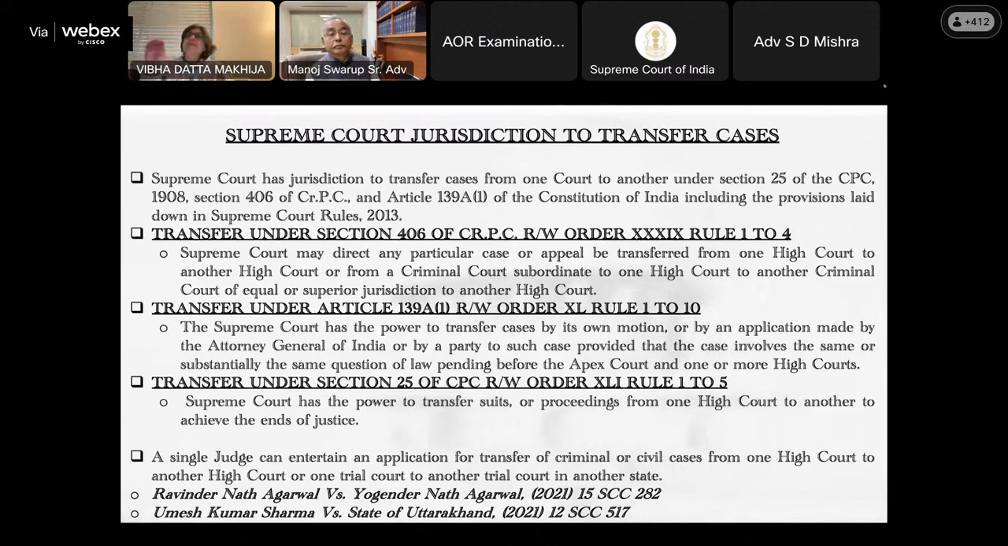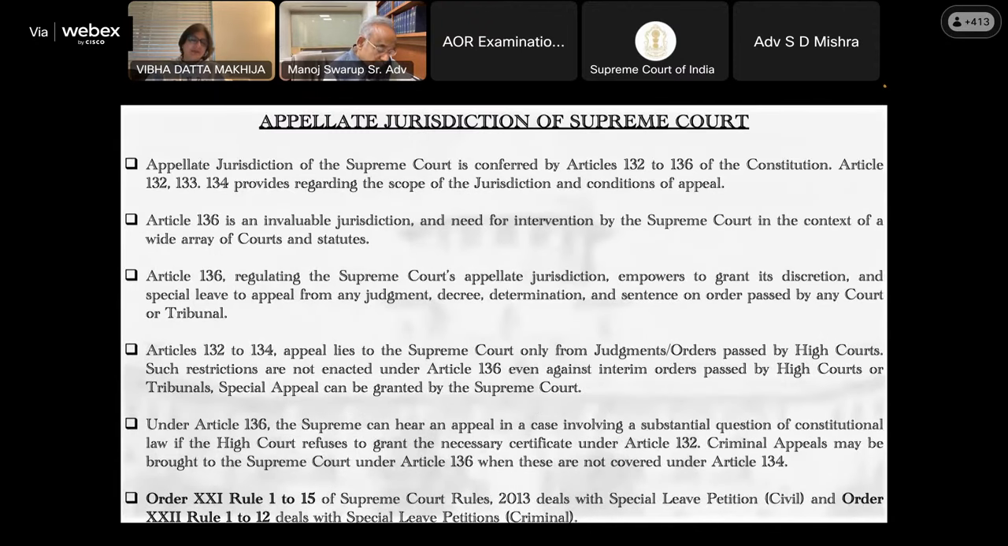The underlying principle being that if there is a question of law which needs to be decided, and that question of law has been raised across various jurisdictions, then, rather than having multiplicity of proceedings and a large application of judicial time with regard to the same question of law, the Supreme Court may consider it prudent and expeditious to transfer all those matters to itself and to decide it in one case itself. So that's the transfer jurisdiction. Then we move on to the next slide, which is the appellate jurisdiction of the Supreme Court.